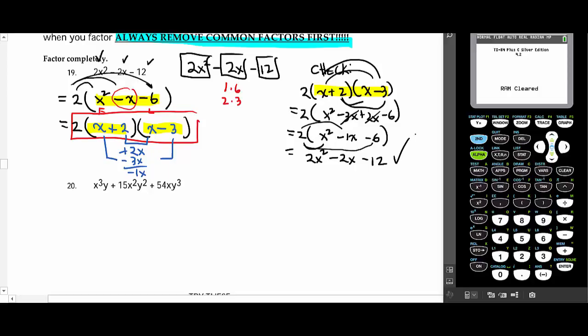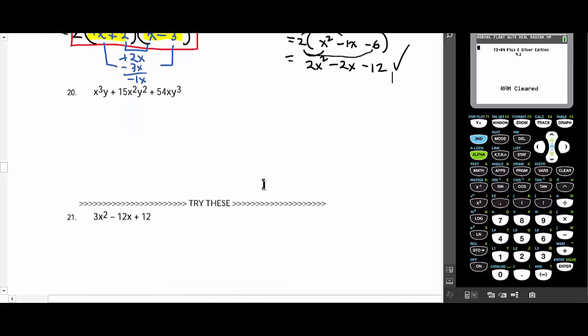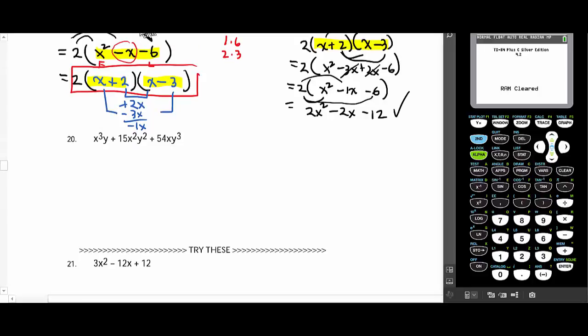Okay, so you can get an answer. The best way to check that is FOIL, then distribute by 2. Okay, tell me if that makes sense. That's a little harder now. Same ideas, though. You've got to start with a common factor. Okay, now let's look at this carefully. So let's see. With this one, we've got these 3 terms.